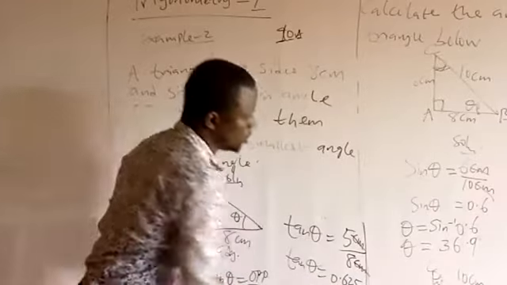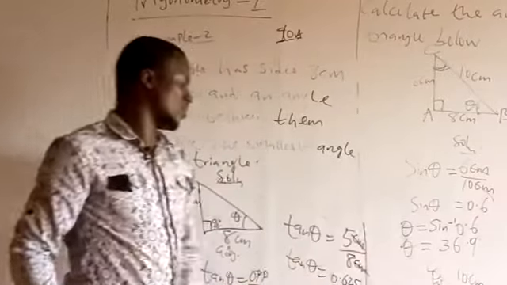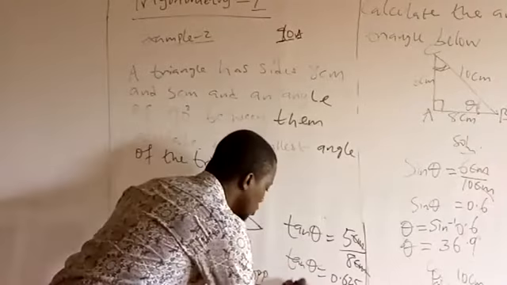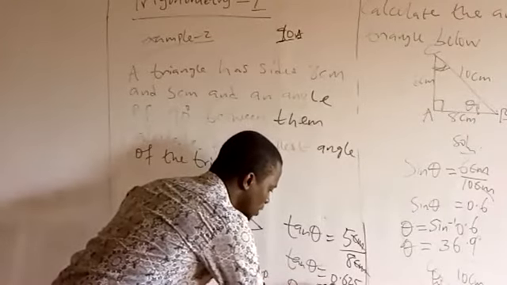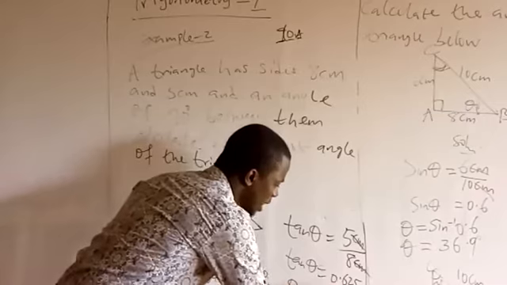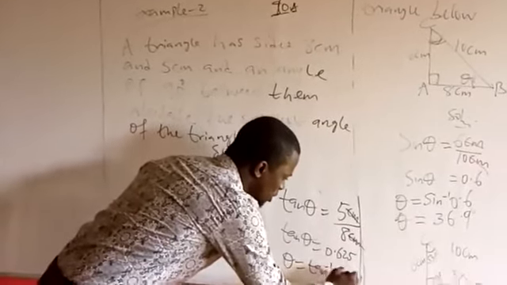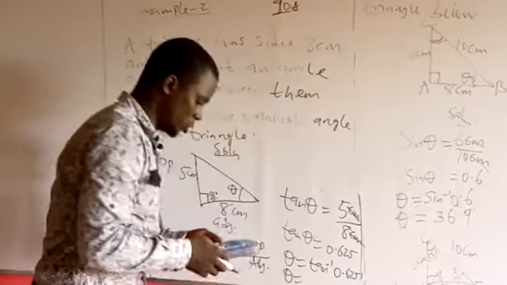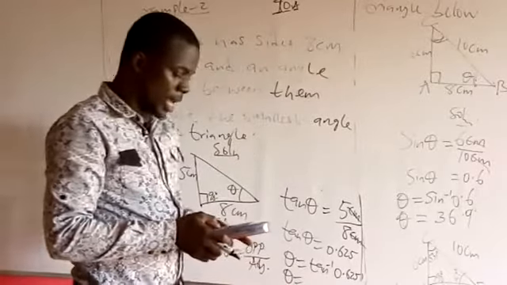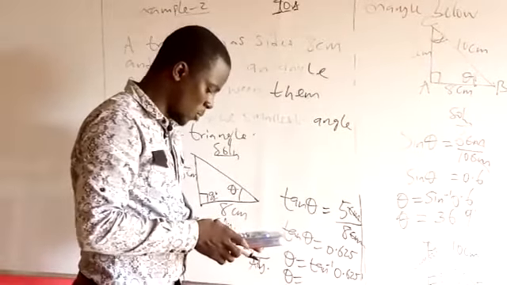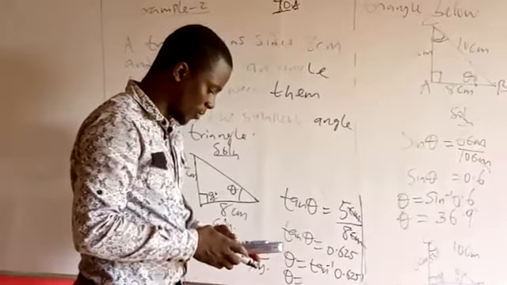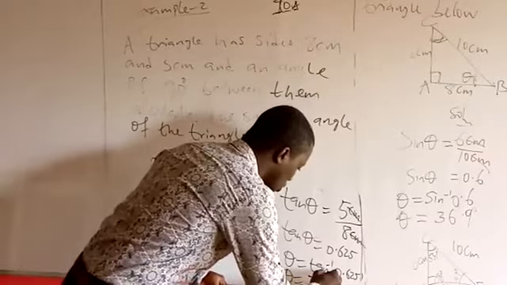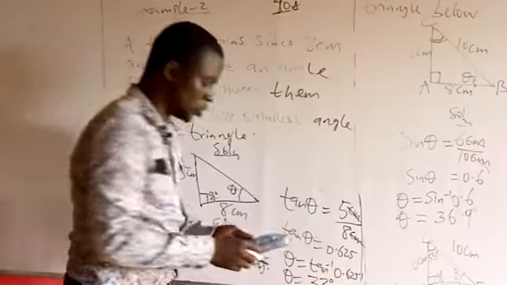So likewise what you did here, you take the tan inverse. On your calculator, to get the angle theta, you press shift, then tan of this one here, 0.625. So theta becomes shift tan, you see tan inverse there, 0.625. Your answer will be 32.00 degrees, to 2 decimal places.